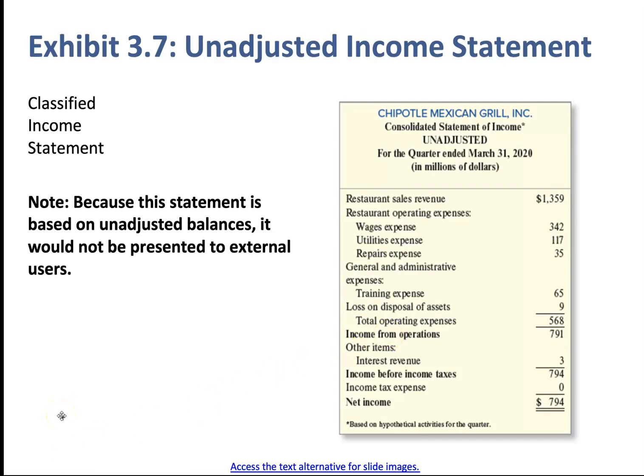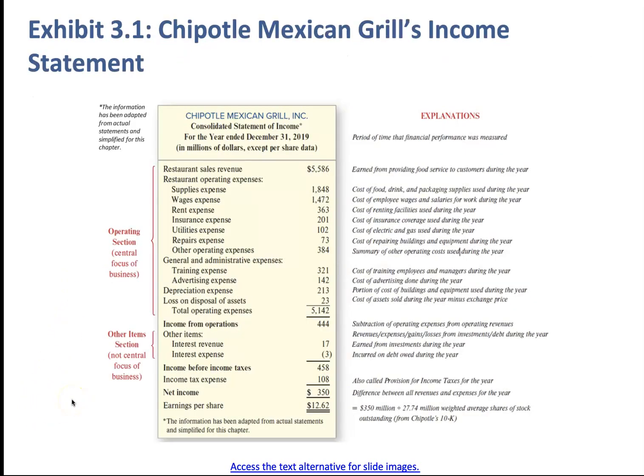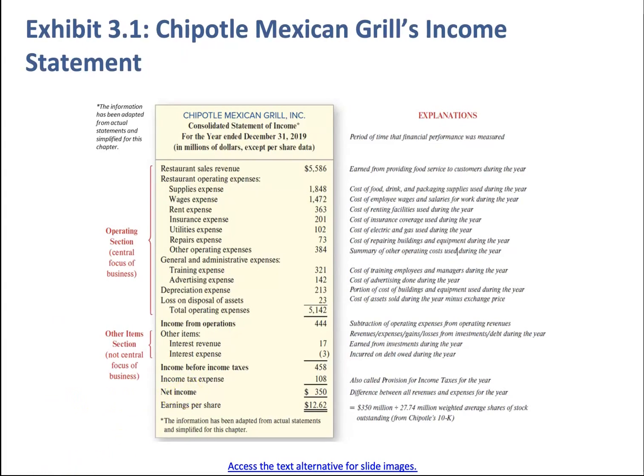Also pay attention because these are unadjusted accounts. We will talk about adjustment in the next chapter. So the balances of these accounts are not released to external users. It's only for the internal users. Here is the completed income statement, or the adjusted income statement, that is reported to the outsiders.